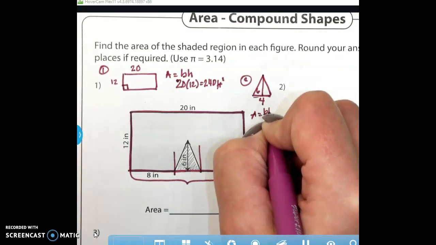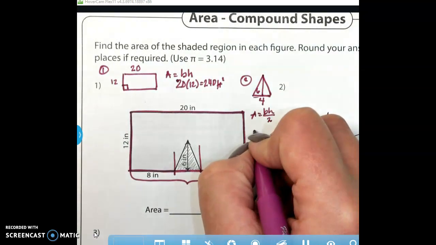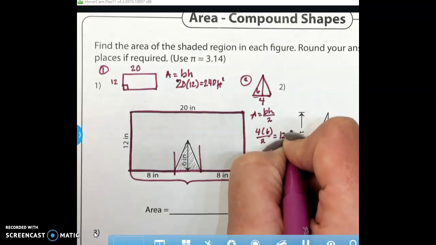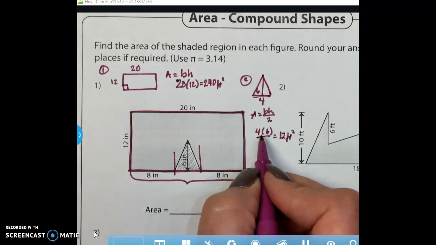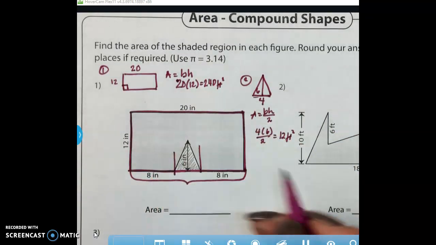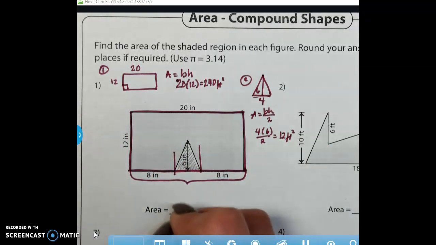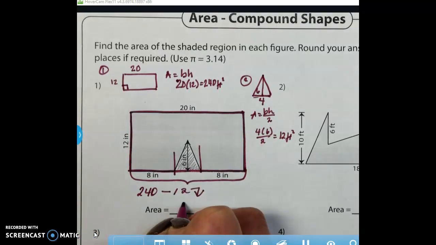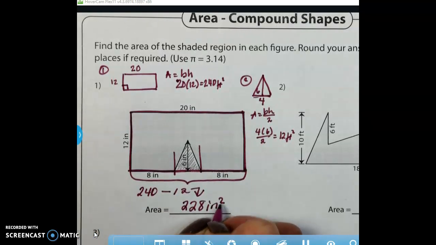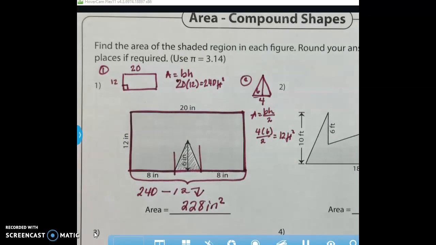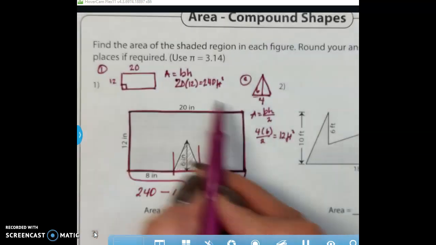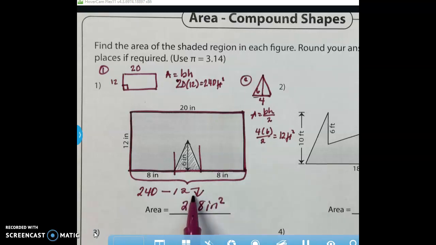So now I have base times height divided by 2, which would be 4 times 6 is 24, divided by 2, 12 square feet. So this triangular area has been removed from the whole rectangle in the very beginning. So the area would be 240 minus 12. That will give us 228 square inches. So make sure that you identify and write down what your shapes and formulas were, find each area, and then subtract, because the area has been reduced.